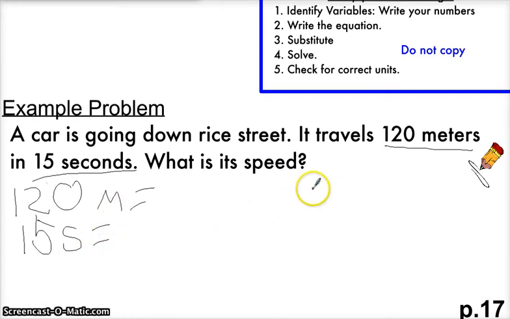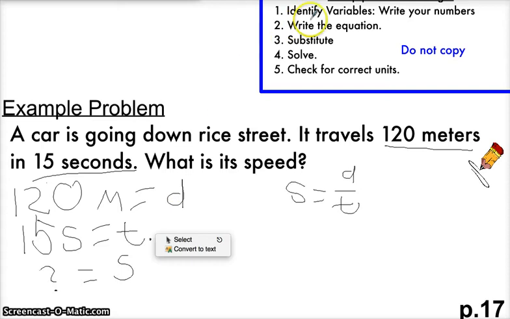I'm going to go down to my second step, which is to write my equation. Speed is equal to distance divided by time. So in my equation, I know that distance is meters, so I'm going to put it equal to D. And I know that of my S, my D, and my T, that my T is equal to 15 seconds. And my unknown, I'll put that as a question mark, is my speed. So now I've identified my variables, I've written my equation, and now I'm ready to substitute.